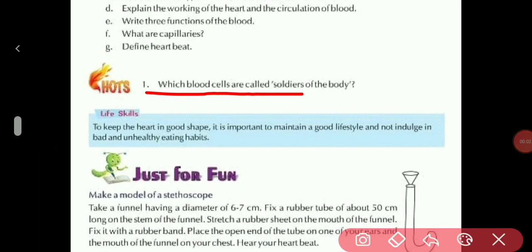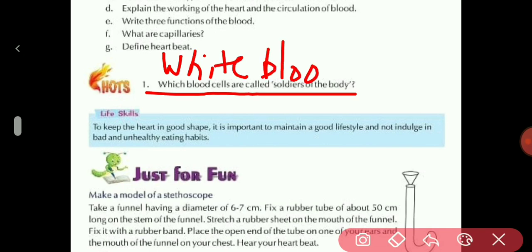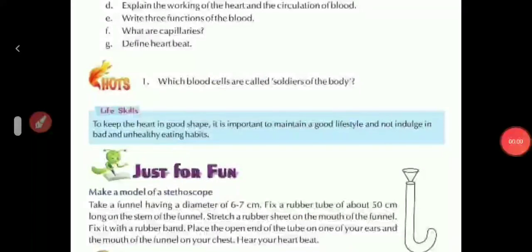Now here is a question given. Which blood cells are called the soldiers of the body? So the answer is white blood cells. White blood cells, because they prevent us against infections or diseases. So your chapter is completed now. You can complete the exercise and write these question answers in your copy and learn the chapter.